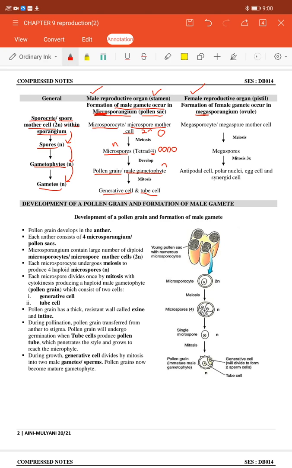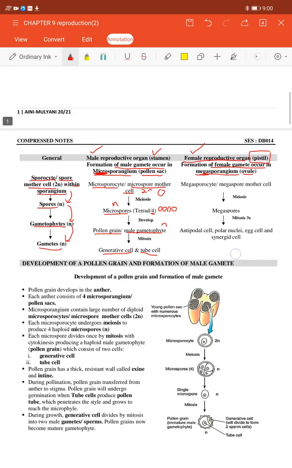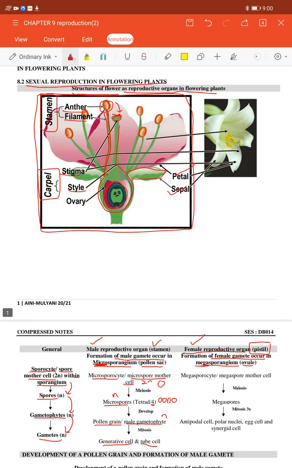So here is for the female. For the female reproductive organ, as you can see here, it says pistil. Basically, pistil and carpel are the same structure, so you can say either pistil or carpel. The formation of female gamete occurs in the megasporangium or in the ovule. If you remember in the previous video, here is the carpel, and actually the pistil is the fusion of carpels, or you can also say that it's the same thing.